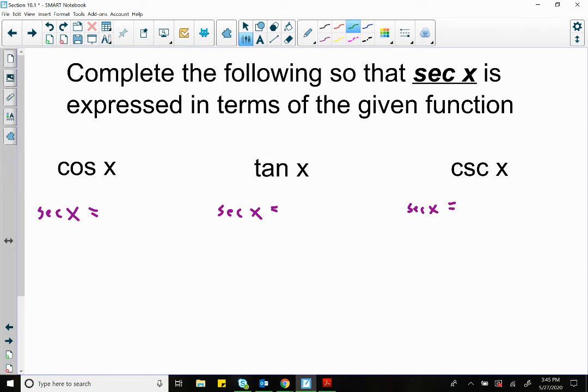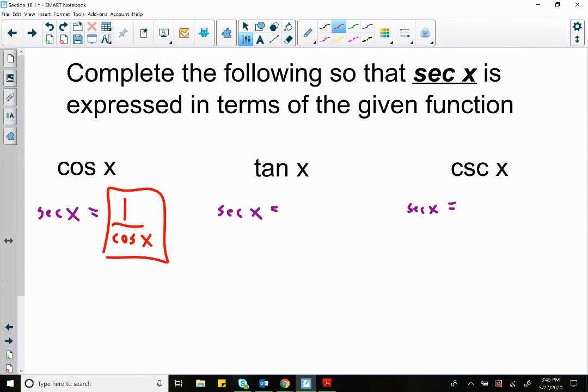Okay. Well, secant, remember, what's the reciprocal of secant? It's 1 over cosine. And that is the answer to this first question. Secant x is equal to 1 over cosine x. And this answer is in nothing but cosines. That's what they mean. Show me secant in terms of cosine. Show me secant in terms of tangent.